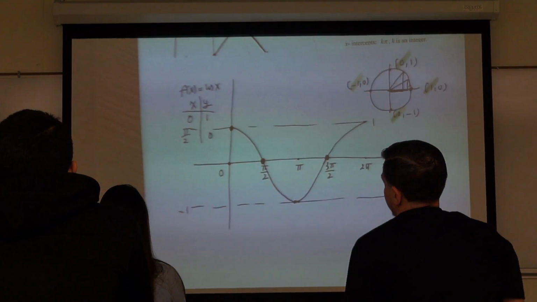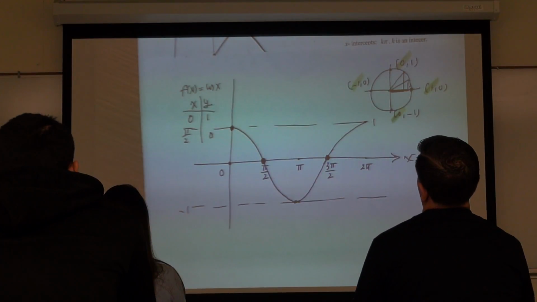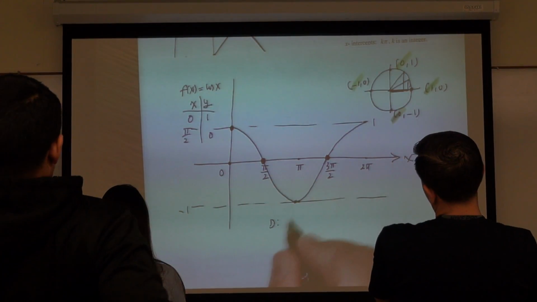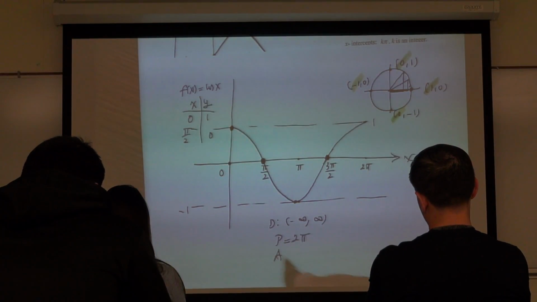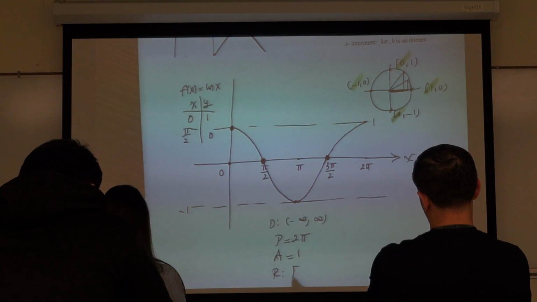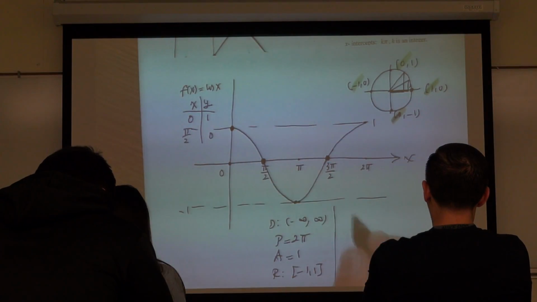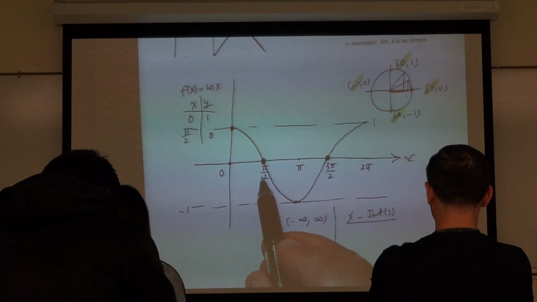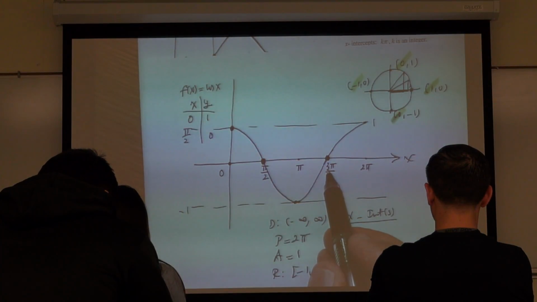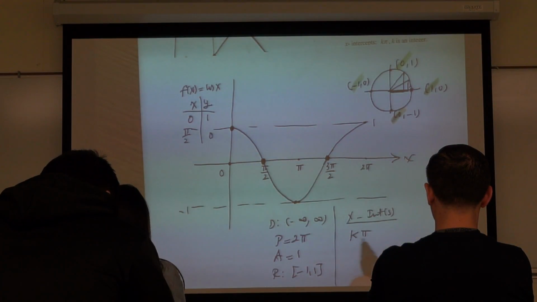So let's build a card for this graph. What does this graph look like? Well, domain is negative infinity, infinity. Period is 2 pi. I know that. Amplitude is 1. Range is negative 1, 1. I need my x-intercept. So notice how your x-intercept is pi over 2 with 3 pi over 2. We skip, right? So it is k pi over 2, but it's not enough to say k pi over 2.